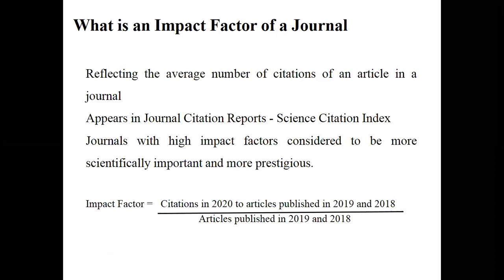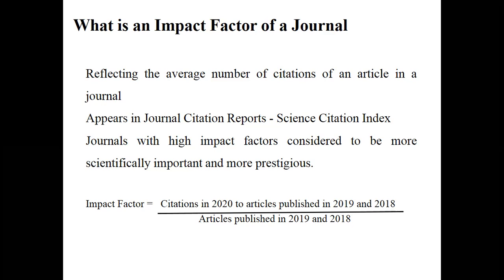So how do we calculate the impact factor, and what is the impact factor actually? The impact factor reflects the average number of citations of an article in a journal, as it appears in the Journal Citation Report, also known as JCR, or SCI, Science Citation Index. Journals with high impact factors are considered more scientifically important and more prestigious. The impact factor of a journal is calculated through the citations the journal's articles received in the current year, for articles published in the last 2 years, divided by the articles published in the last 2 years.